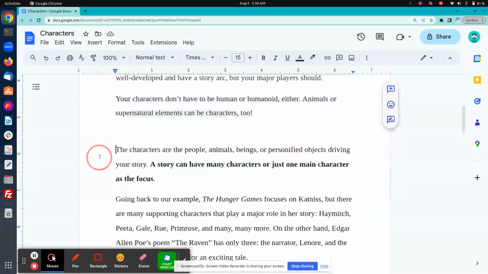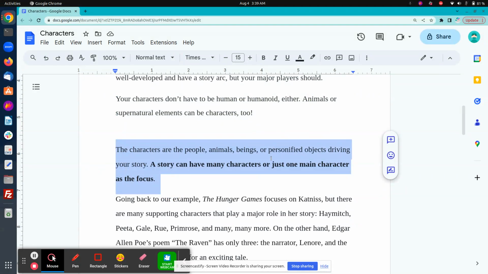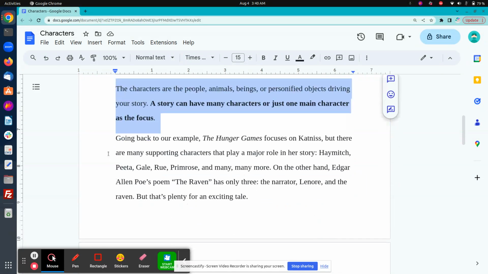The characters are the people, animals, beings, or personified objects driving a story. Personified objects, it is just giving you an idea of being personified. That means personification, when you give human traits or the human character to a non-living object. For example, cupboard, for example, kettle. So they're speaking, they're behaving like a human, they're talking, right? So a story can have many characters or just one main character as the focus.